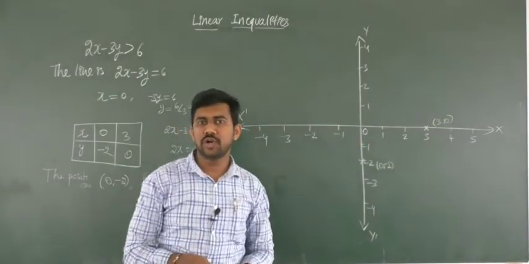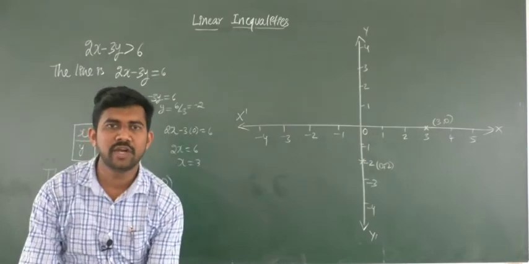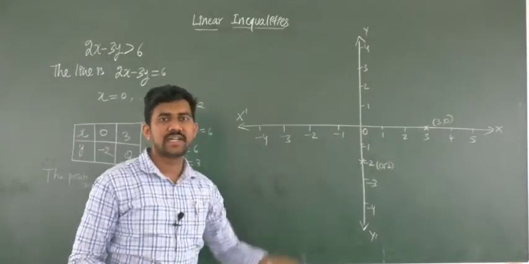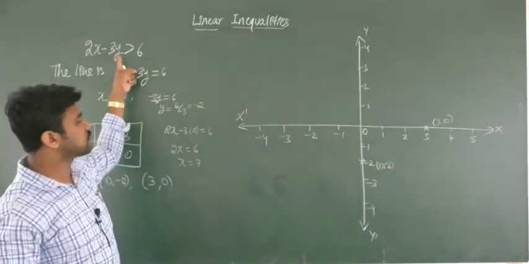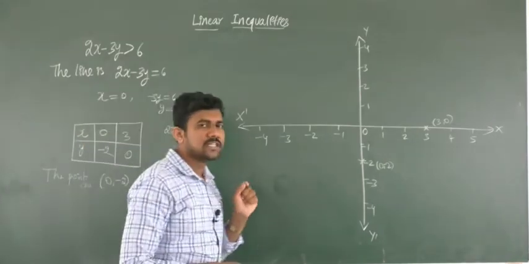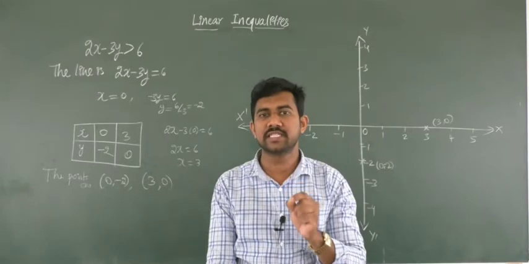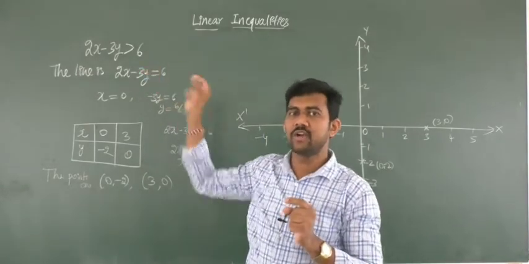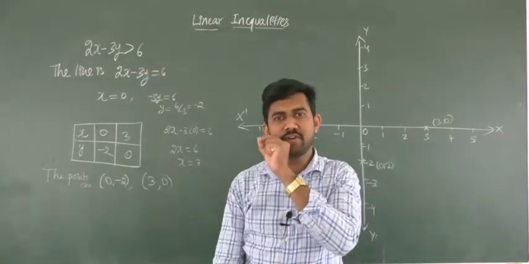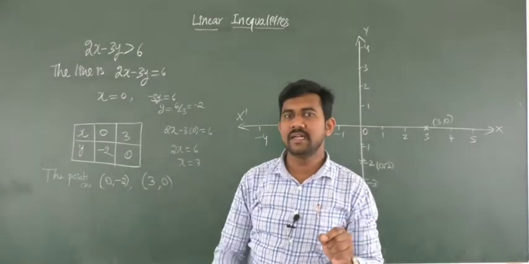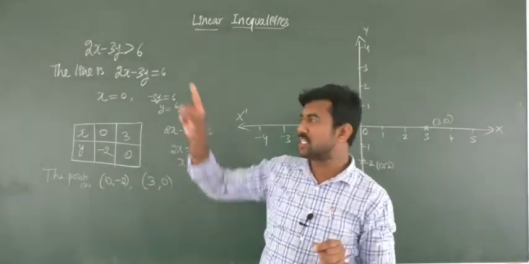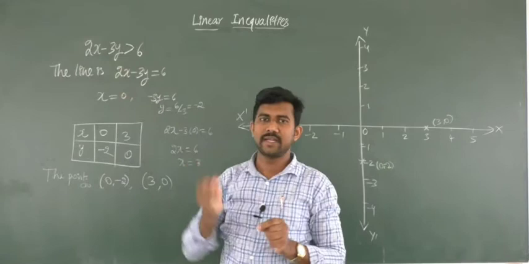Now join these points. We have to join them by a dotted line, because the given inequality is a strict inequality. So the points on the line do not lie in the solution region. Remember, that's why we are drawing a dotted line. If you draw a thick line, it means that the points on the line also satisfy the given inequation. That is the meaning.